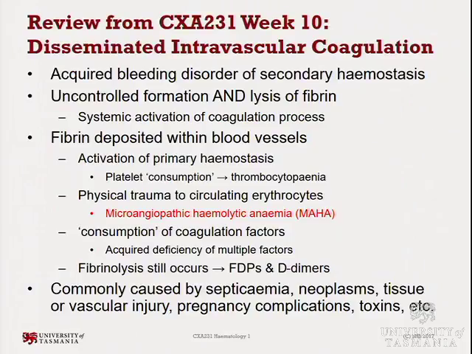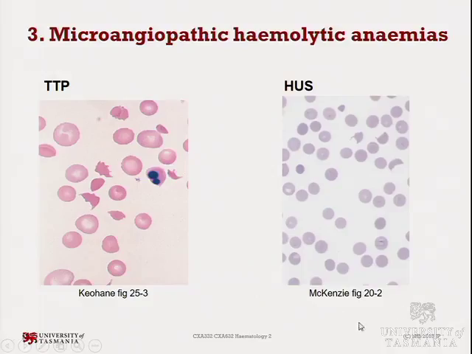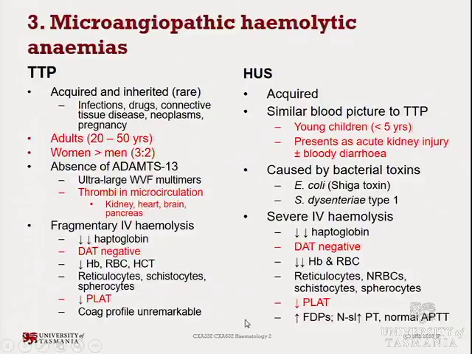Disseminated intravascular coagulation, so this is from Hematology 1. So again, you can see that it causes a microangiopathic hemolytic anemia. The main difference between DIC and the other forms of microangiopathic hemolytic anemia is the fact that we get consumption of the coagulation factors. So in the other conditions, we tend to get thrombocytopenia, but the coagulation profile is fairly normal.